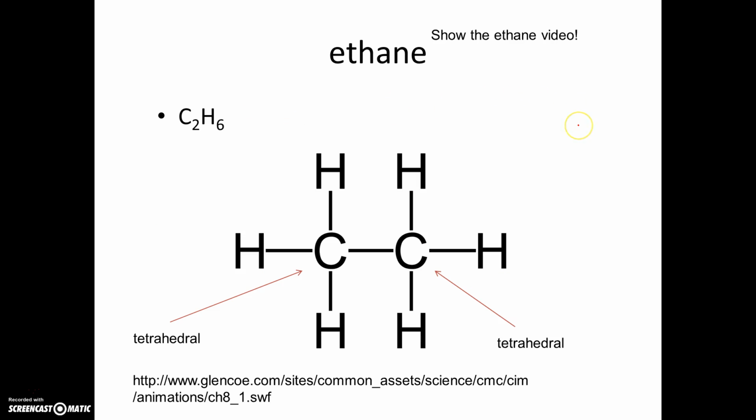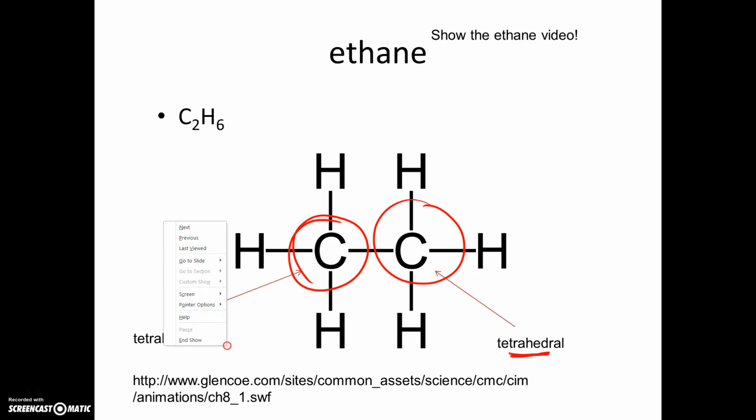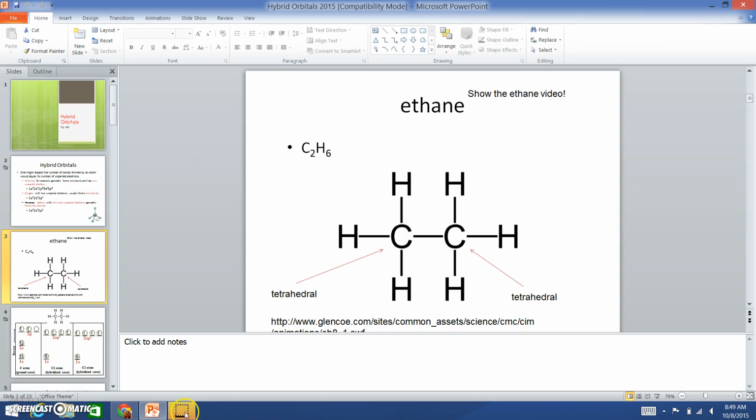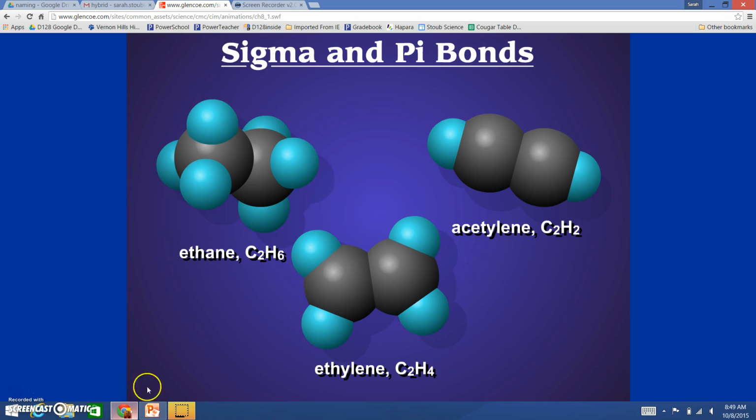Okay, so looking at ethane here, this is what we're going to focus on. Here's the VSEPR structure for ethane. You can see that this carbon has a VSEPR structure of tetrahedral because it has its north, south, east, and west covered. And this carbon is also tetrahedral. We're going to watch a video that shows you how this works.